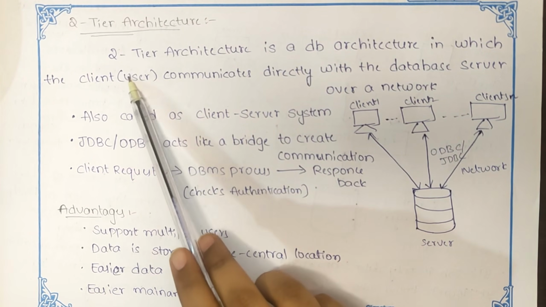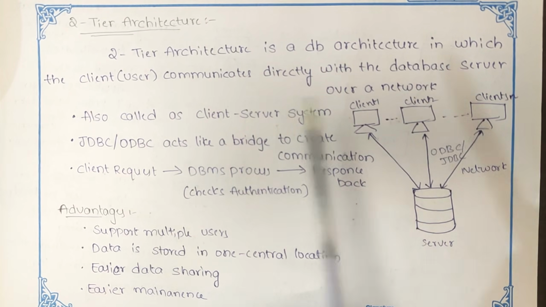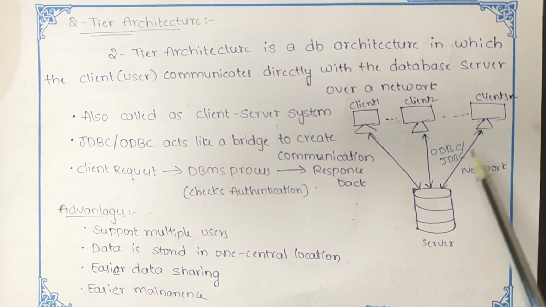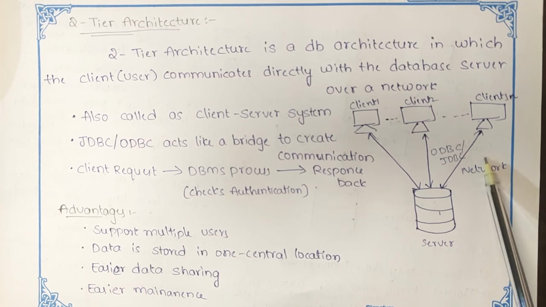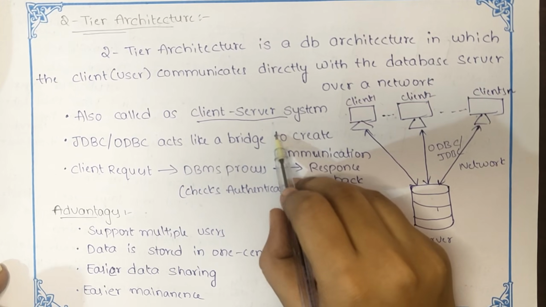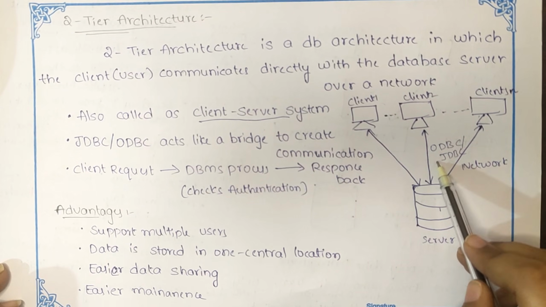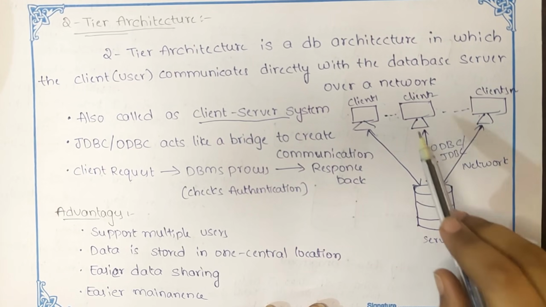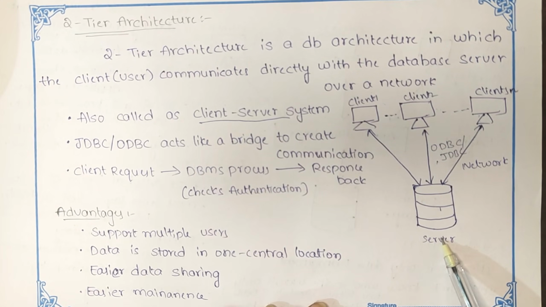This is what I have written. Two-tier architecture is the database architecture in which the client, the user, communicates directly with the database server using a network. This is what the network means. This is also called client-server architecture. Here JDBC and ODBC act as the bridge to communicate between server and client. Without this, the client cannot communicate with the server.